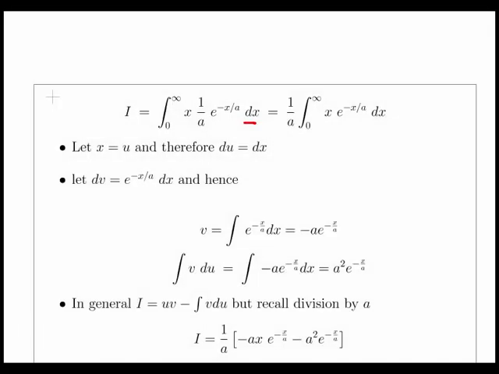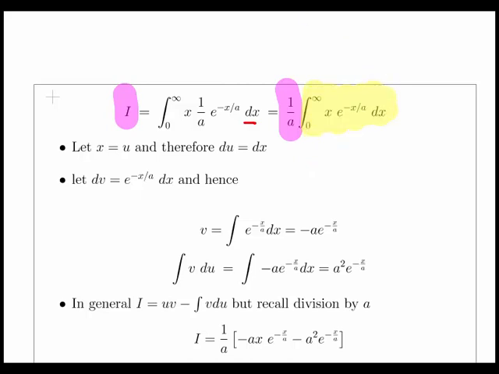Before I continue on, I'm going to clarify a calculation. I have the integral from 0 to infinity of x times 1 over a times e to the minus x divided by a dx. What I'm going to do is factor out the 1 over a there, and I'm going to use integration by parts to solve that part there.